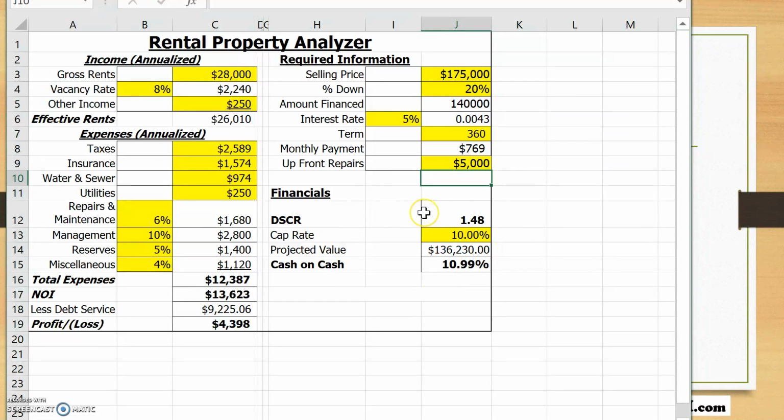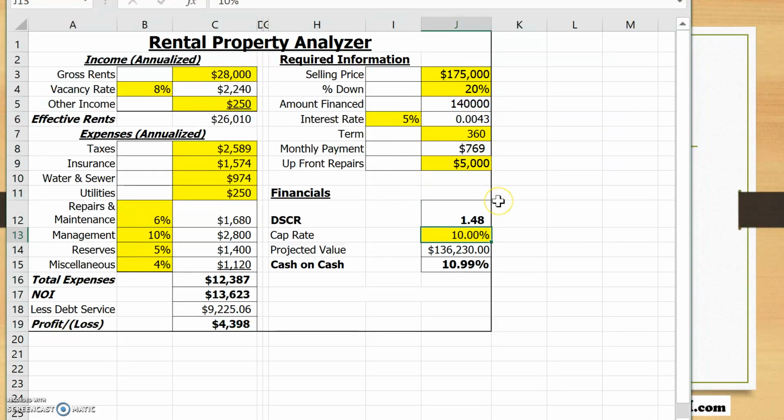The DSCR, debt service coverage ratio. This is used in commercial lending. This basically is saying how much does rent after expenses cover the debt. And in this case, it's 1.48. Most banks are looking for about 1.2 to 1.25. So this would qualify for financing using the commercial lending criteria.